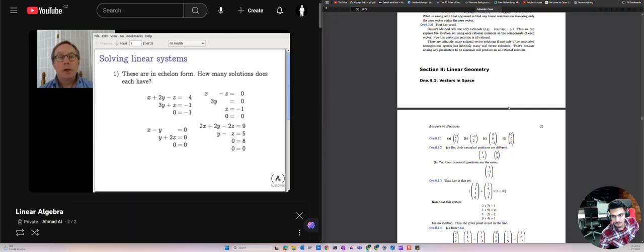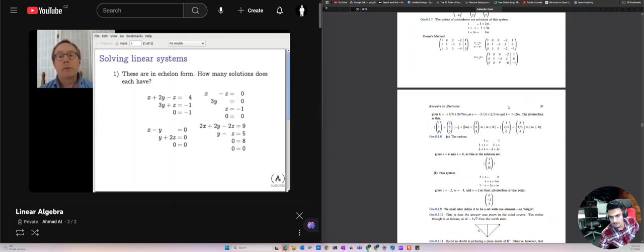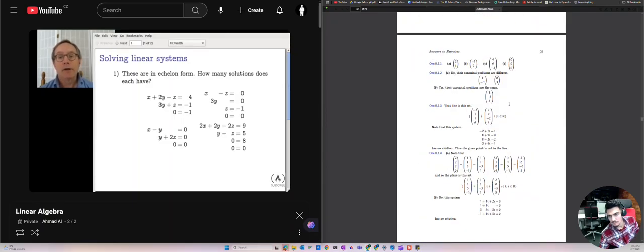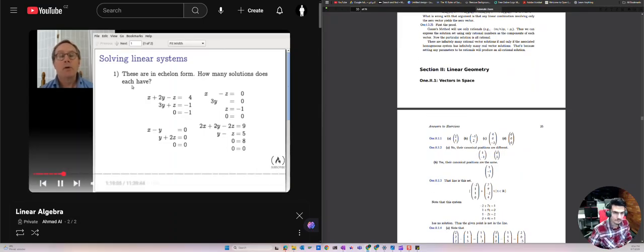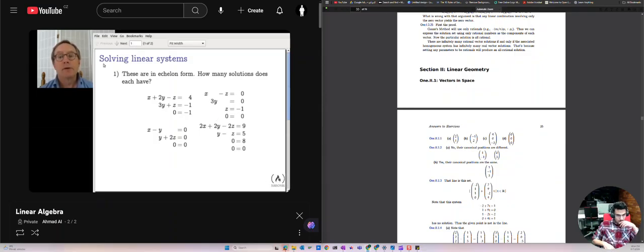So this is an easy one. They're all supposed to be relatively easy, but they're supposed to be just a kind of a quick check-in. All right, so there are 4 linear systems, 1, 2, 3, 4. They're all in echelon form, so a person doesn't have to do the arithmetic. And it simply says how many solutions does each one have. So for the first one, what do you think?